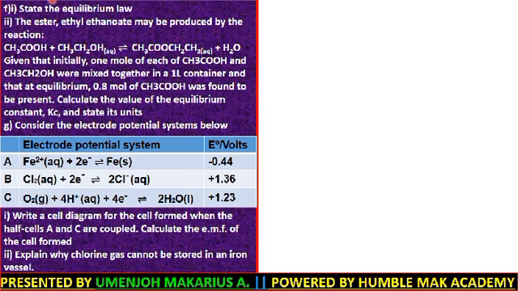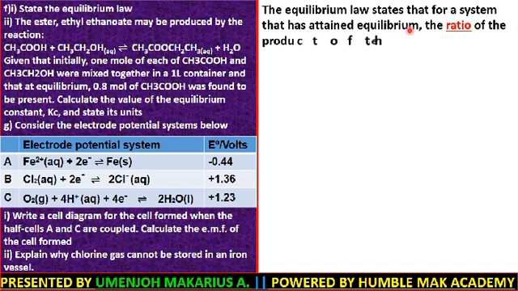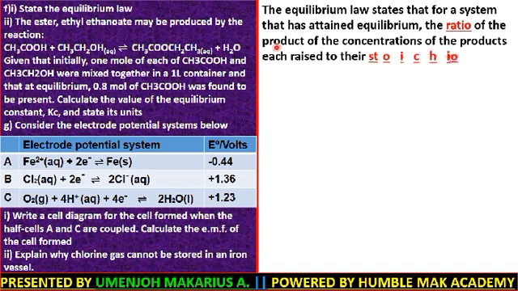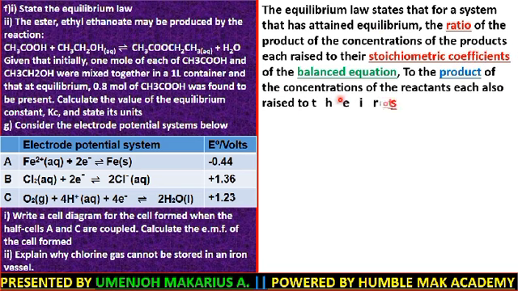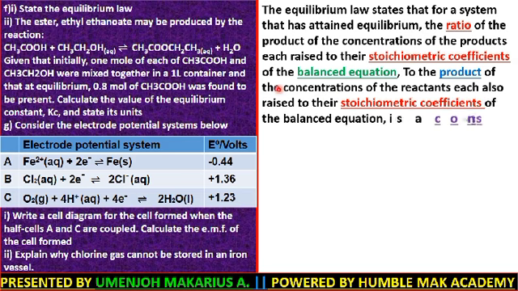The next part says to state the equilibrium law. This is the longest law in chemistry so far; I think at advanced level chemistry, this is the longest. But it's very easy if you understand what is happening. The equilibrium law states that for a system that has attained equilibrium, the ratio of the product of the concentrations of the products, each raised to their stoichiometric coefficients of the balanced equation, to the product of the concentrations of the reactants, each also raised to their own stoichiometric coefficients of the balanced equation, is a constant.